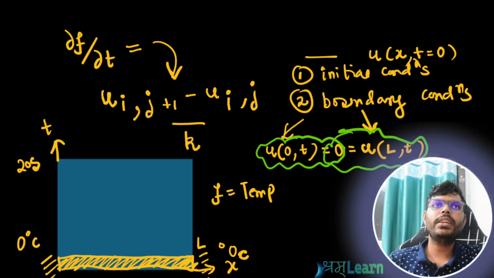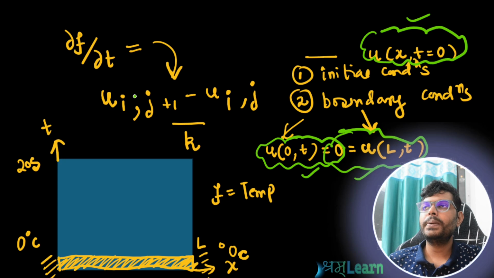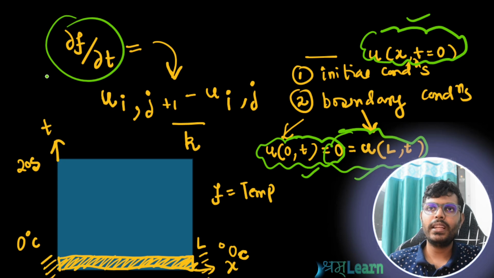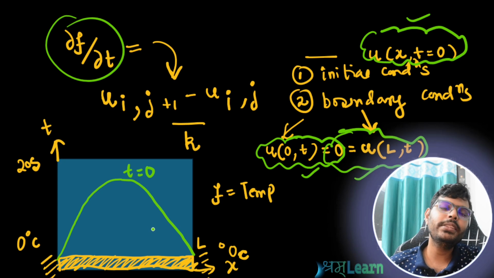So I know boundary conditions. Yes, I know initial conditions. I got an idea of what dou f by dou t means. Okay, right? So can I go ahead and solve? Let's say we have a heat distribution like this at t equals 0, right? The temperature at the middle is highest. So what is this curve? This is u. Temperature in the middle is highest, and at the ends temperature is 0.